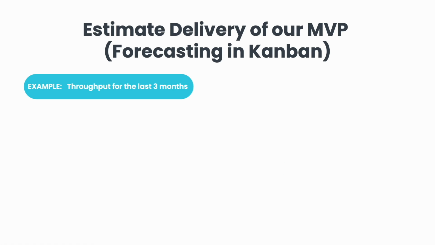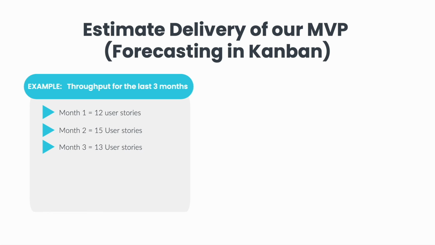Let's say you know your throughput for the last 3 months. If you need help on how to pull data for your throughput, make sure you go back to the Jira Dashboards section. Let's say our throughput for prior month 1 is 12, month 2 is 15, and month 3 is 13 work items completed per month. Our average throughput is about 13.3 and our range is 12 to 15 work items per month. This information is very valuable for estimating project delivery or forecasting in Kanban.